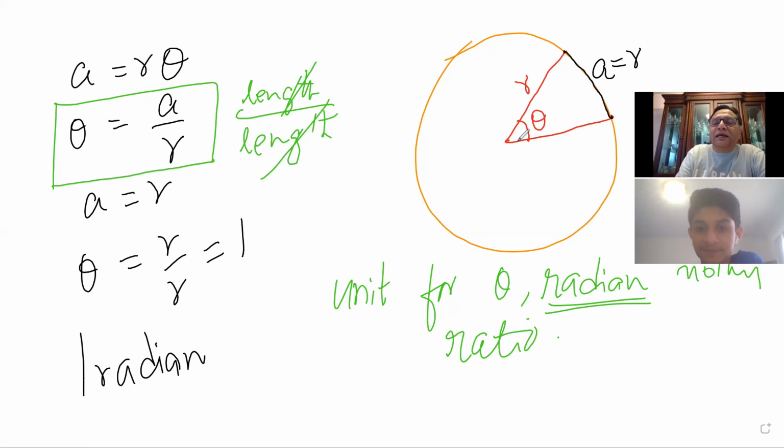So if my angle theta is 2 pi, then what is the arc length? Arc A is r theta, right?